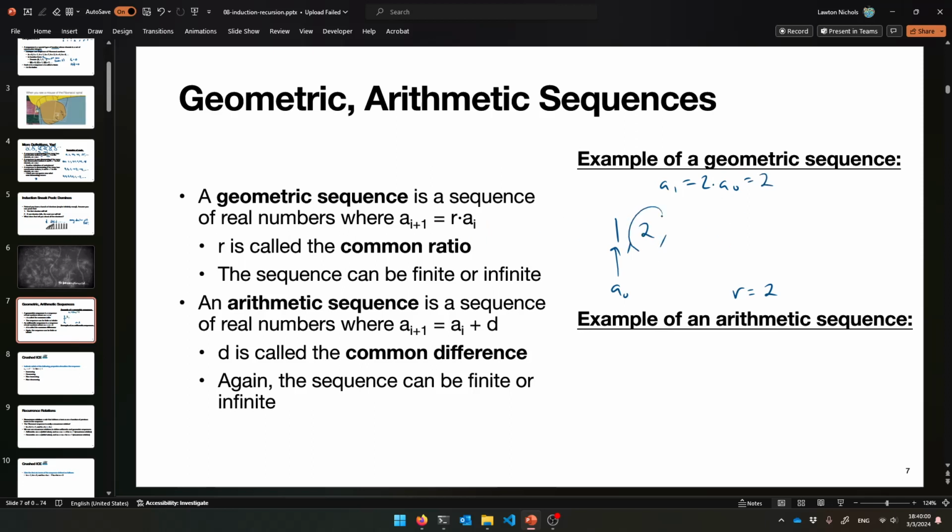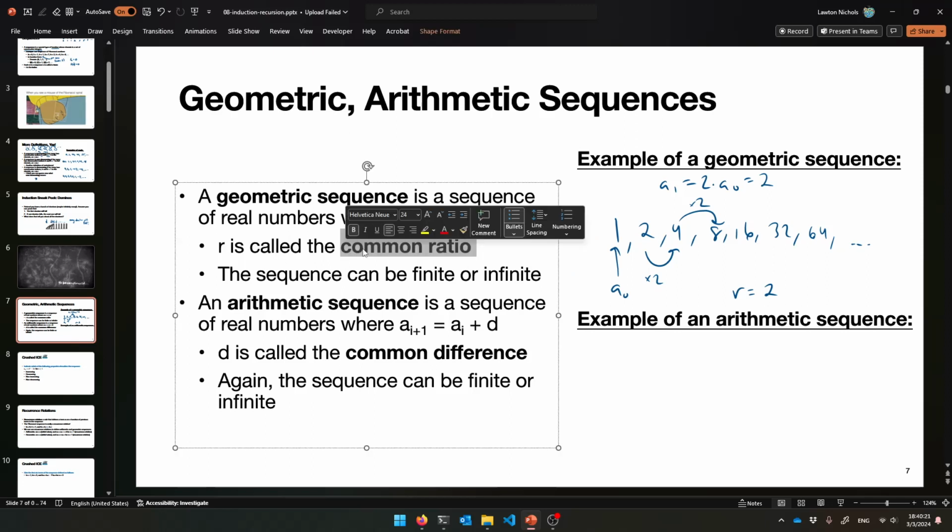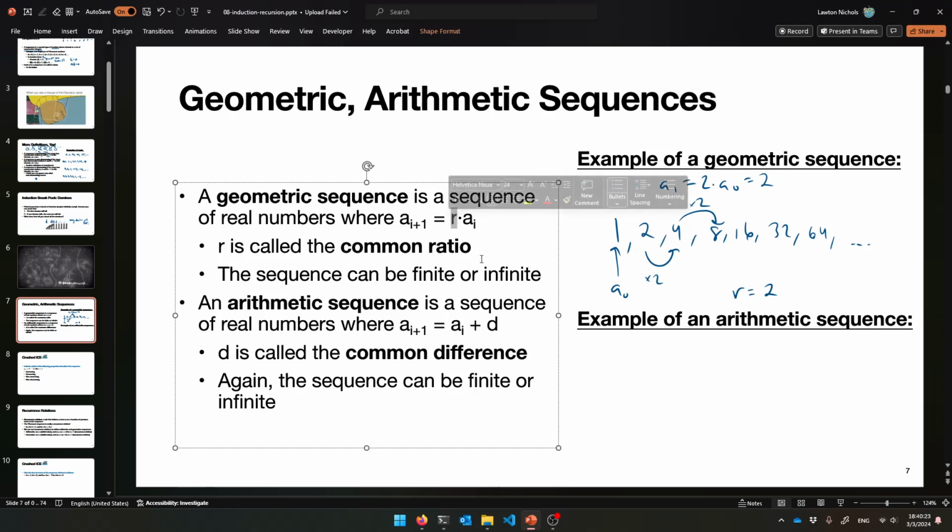To get to the next one from this one, you multiply by 2 again. So multiply by 2 to get 4, multiply by 2 again to get 8, and then you just keep going. 16, 32, 64. That leads to an infinite sequence of all the powers of 2. See that? So that's a geometric sequence. You have a common ratio. The ratio could be a fraction, so I guess it could get smaller, but a lot of the time we think of it as a number bigger than 1 that you're multiplying.